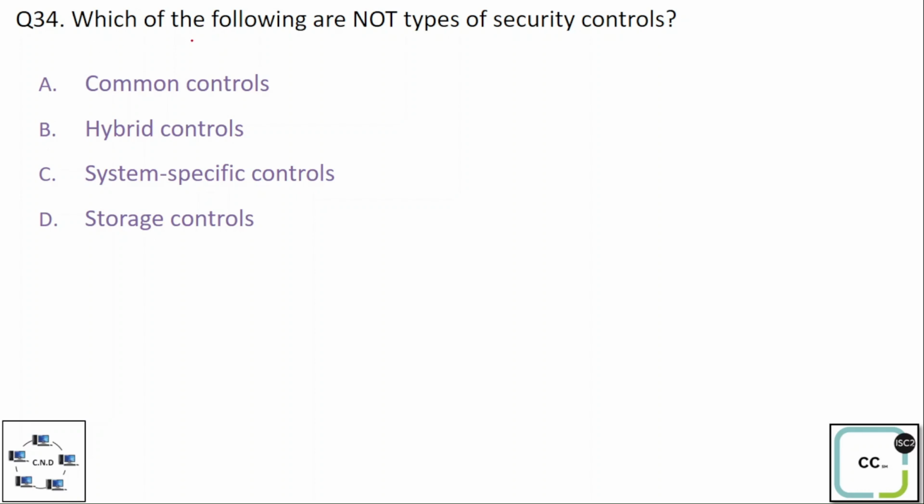Question number 34. Which of the following are not types of security control? The options are option A, common control, option B, hybrid control, option C, system specific control, and option D, storage control. And the correct option is option D, storage control.